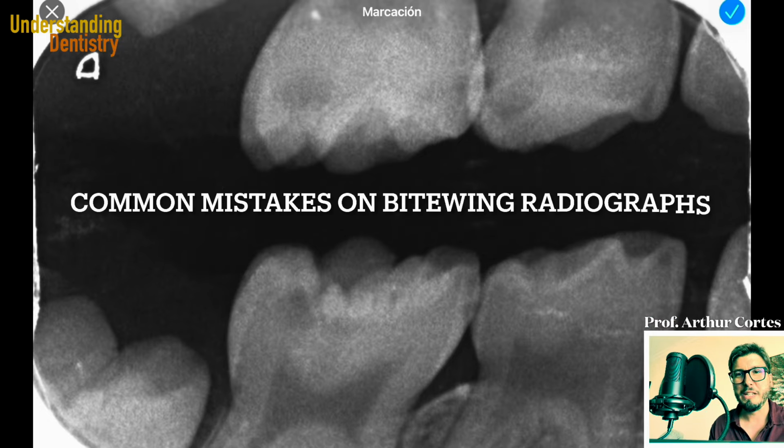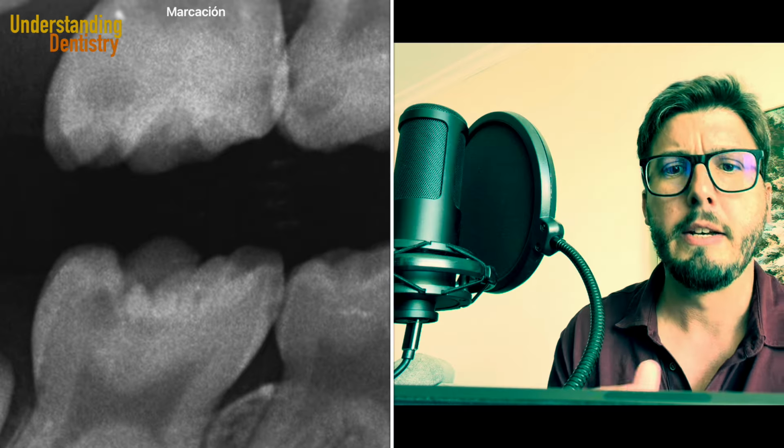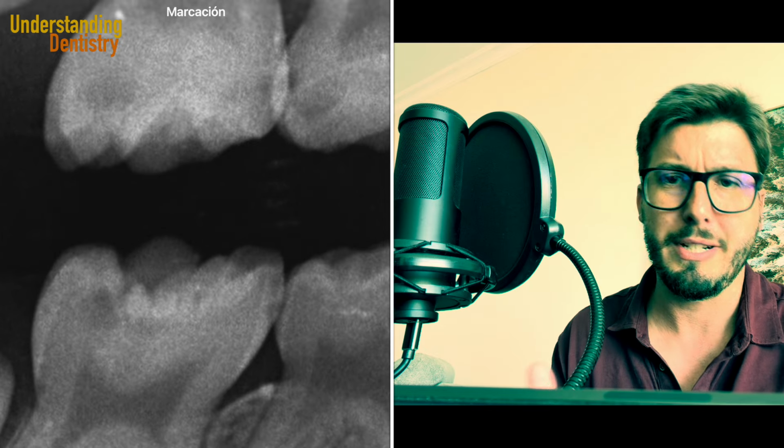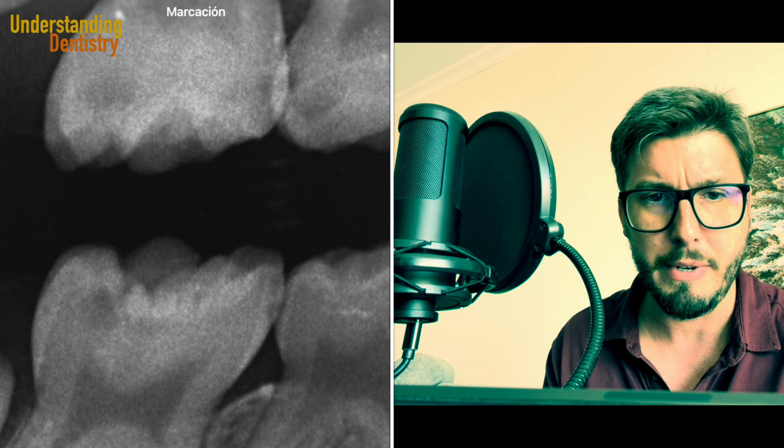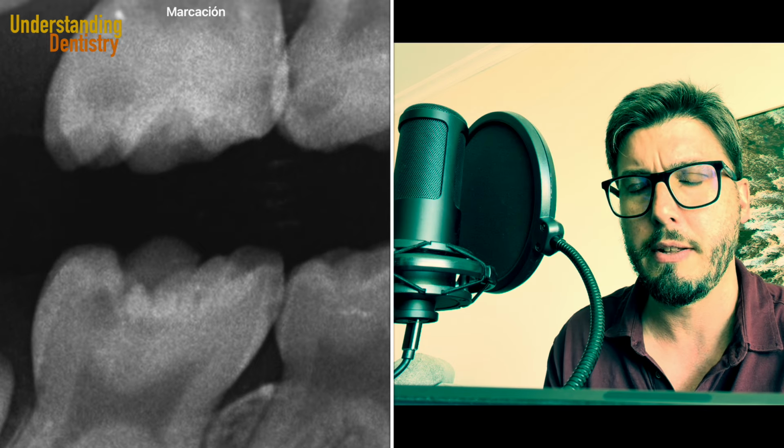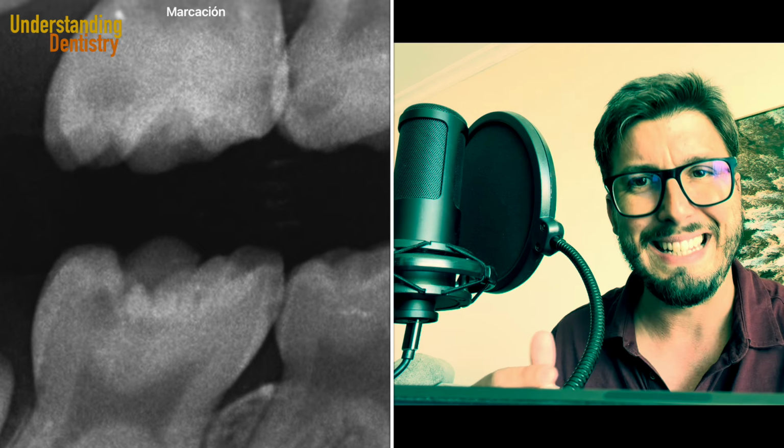Hello guys, quick video for us to understand some common mistakes on Bitewing radiographs and how to avoid them. So you are seeing this image here. Of course, that's a young patient. We have some unerupted teeth and deciduous teeth, but we can already see the mistakes.